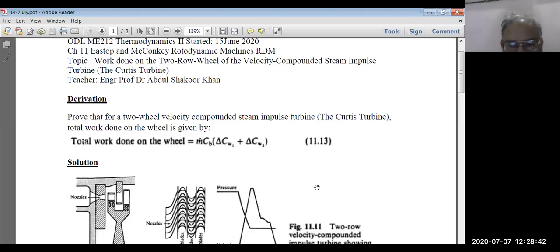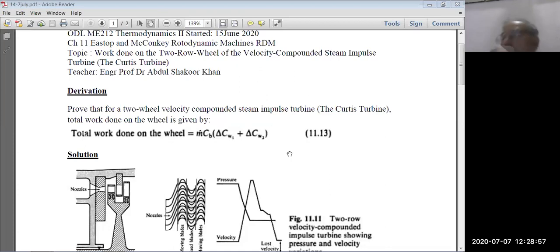You know that this type of steam turbine has one ring of nozzles installed, and just next to the nozzles, instead of one row of rotating blades, there are two complete rows of rotating blades installed on one wheel. In between the two rows of rotating blades, there is one ring of stationary blades, hanging in the casing. So this is called two-row velocity compounding.